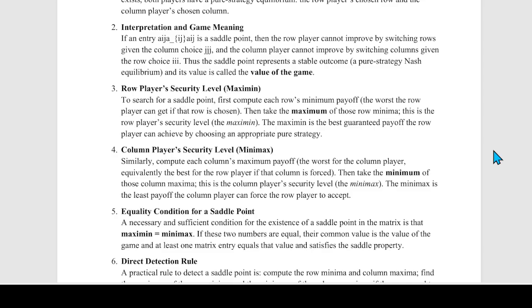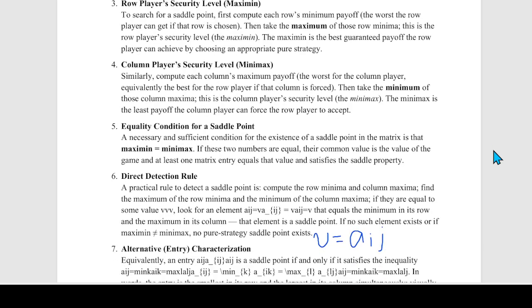First, he will find the minimum value from each row, and from those minimum values, he will find the maximum value. This value is called the maximin, and it guarantees the row player the best security against the column player. Now, what is the column player's strategy? The column player's strategy is minimax, where he looks at each column and finds the maximum payoff. He will find the column-wise maximum values, and from those he will find the lowest value. This value is called the minimax, and it guarantees the column player that the row player cannot get more than this.